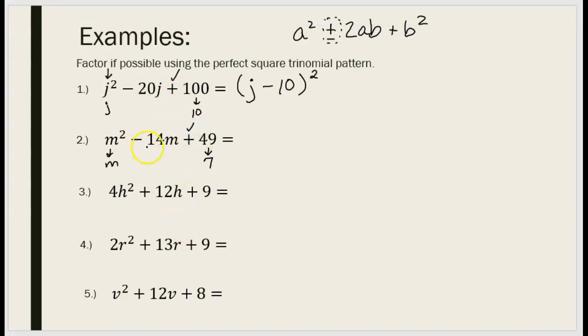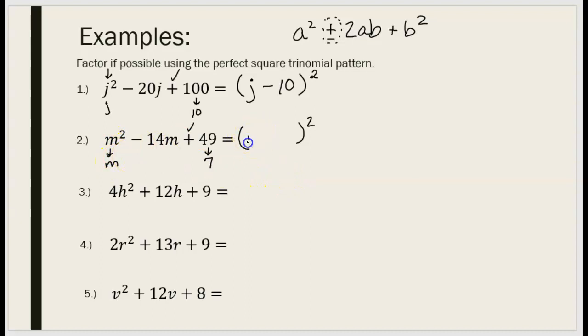This one was good. Okay, now let's multiply these guys together. m times 7 is 7m. Double that, I get 14m. All right, so now I know I have a perfect square trinomial. Let's set up our structure for our factoring.